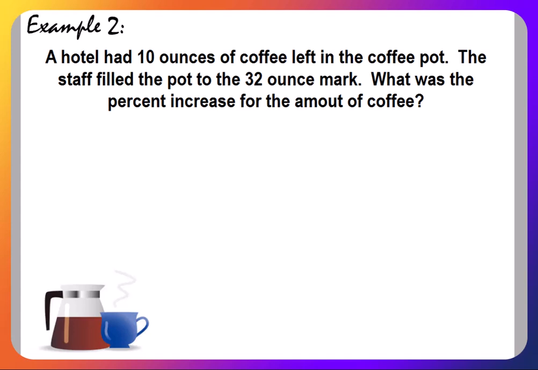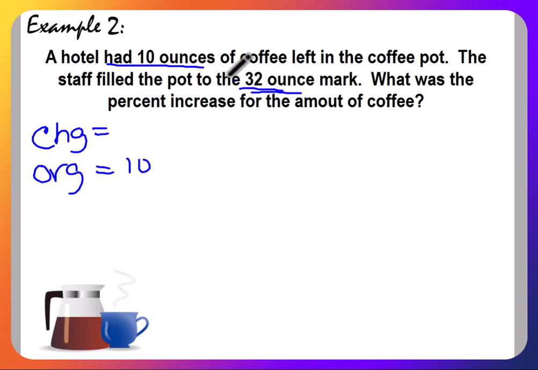Let's try another one. A hotel had 10 ounces of coffee left in the coffee pot. The staff filled the pot to the 32-ounce mark. What was the percent increase for the amount of coffee? Okay, we need to find the change and we need to find the original amounts. Okay, what was the original? What did it start with? It started with 10 ounces. That is your original. What number are we ending at? We're ending at 32 ounces.